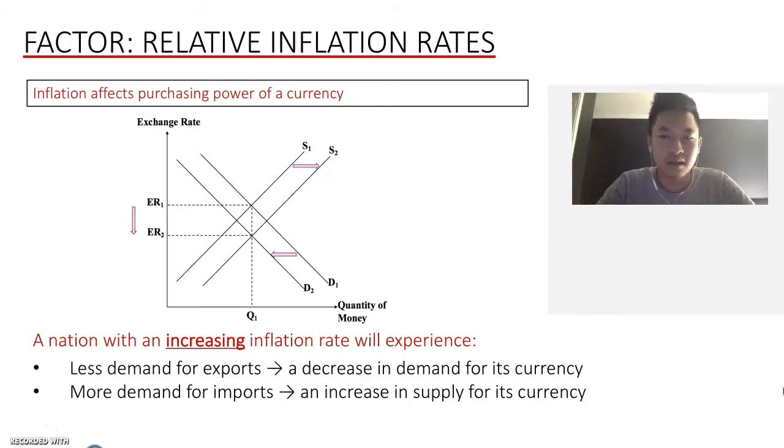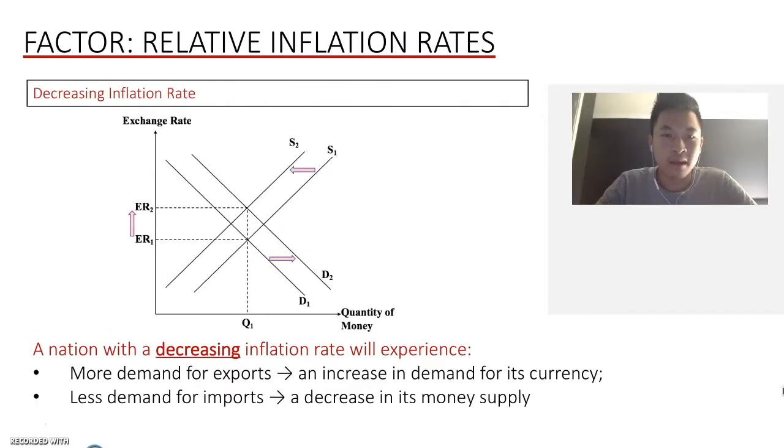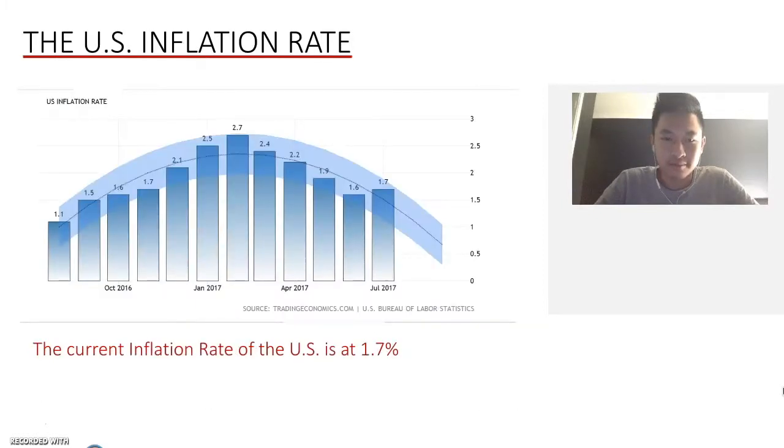A nation with an increase in inflation rate will experience less demand for export, which leads to a decrease in demand for its currency, and also more demand for import, which leads to increased supply of its currency. Potentially, we look at a decrease in exchange rate. This inversely will happen to a nation with a decreasing inflation rate, where potentially the exchange rate will increase.